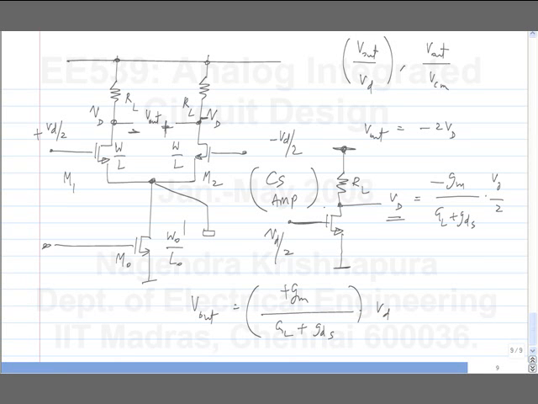Which one? No, I can take anything I want. It doesn't matter. I'll take something on this side and something on the other side. So his question is that I took plus VD uppercase D on the left side and minus V uppercase D on the right side. So I'll do this.